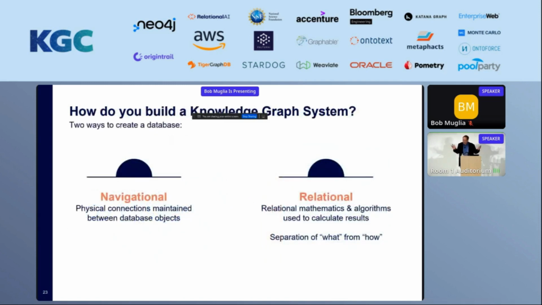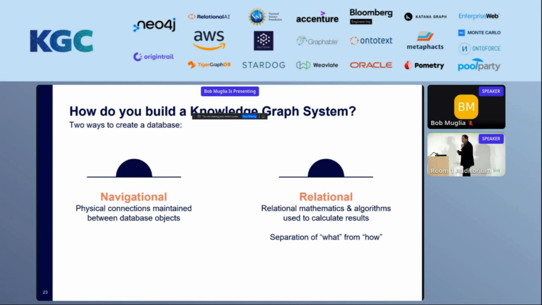So how do you build a knowledge graph system? Well, I've been building databases for 30 years. I mean, I've been working on this for a long time. I know of two ways to build a database. You can use navigational approaches, where there's some type of link or connections between the objects, or you can use relational approaches, where you have an algorithmic way of associating objects.